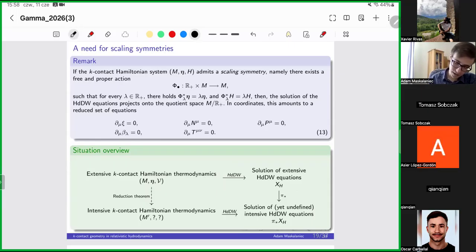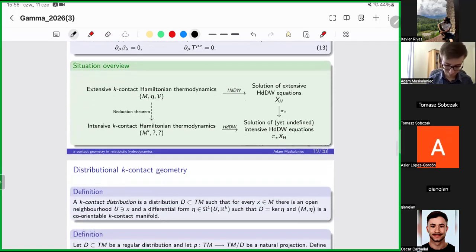So now I would like to find another way. I would like to reduce this k-contact Hamiltonian system with respect to our scaling symmetry, so that I obtain yet another k-contact Hamiltonian system, and then I can work directly with the intensive formulation of our physical problem. Okay.